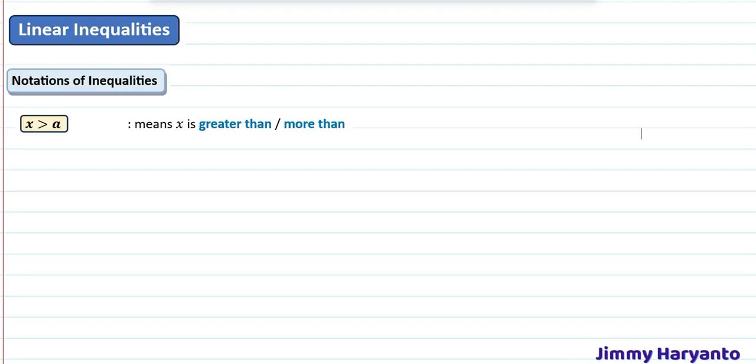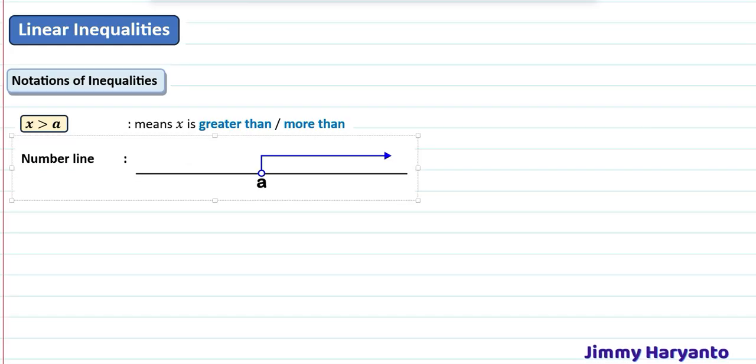X greater than A is written like that. That means X is greater than or more than A. And then the number line for this notation: you will start from the A and then go to the right. Be careful with the dot. For this one, it will be a blank dot, because we don't have an equal sign right here.